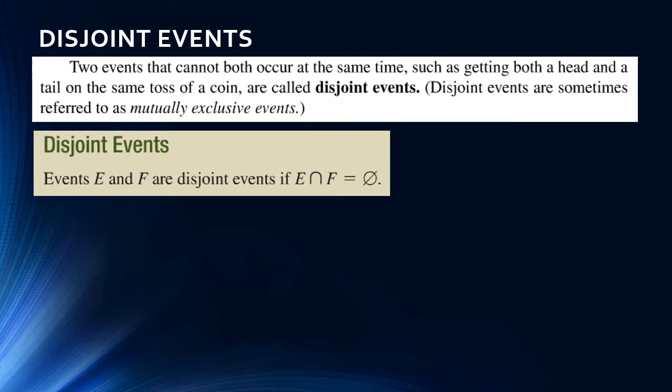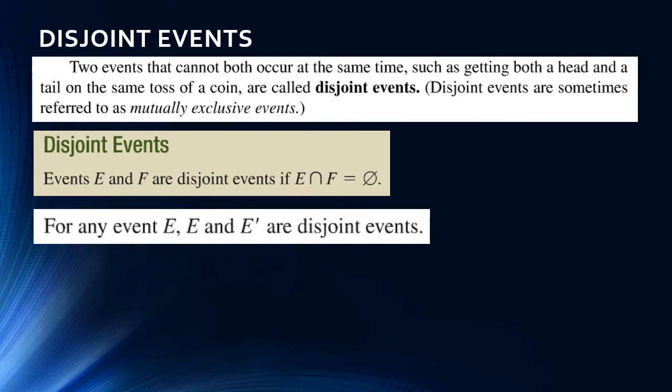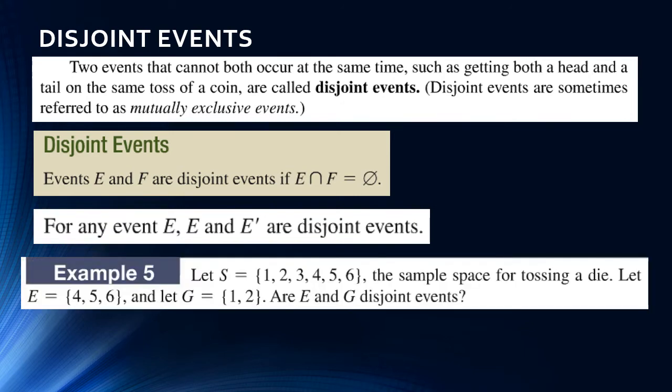Events E and F are disjoint events if E intersection F equals the empty set. There's no common member. For any event E, E and E not are disjoint events. That's by definition, right? E not is everything that's not in E but is in the sample space.